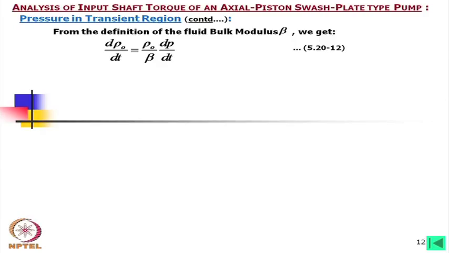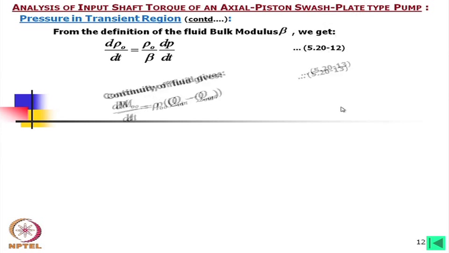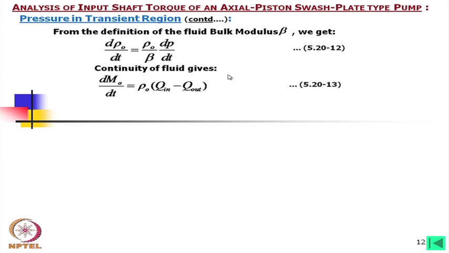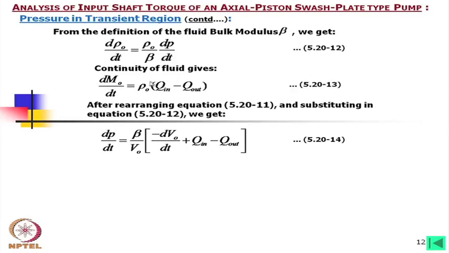From the definition of fluid bulk modulus, beta can be expressed again in this form. This we have shown in an earlier lecture. Then from the continuity of fluid flow we would write this equation. Remember, we have considered this at that instant, so pressure and temperature are not varying, or their effect is negligibly small. Now, combining these equations, we will arrive at this equation. This is not difficult. If you take a paper and write it, you will be able to understand that we arrive at these equations.